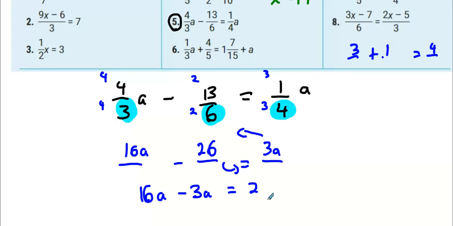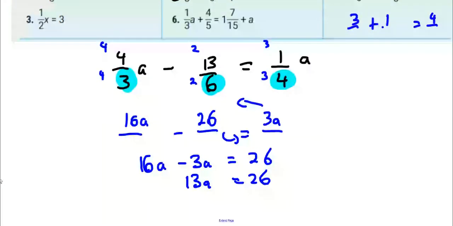How are you getting 13a? They're different objects though. As in, you can't take 3 apples away from 16 laptops. They're different objects, so you can't interact with them. Oh, sorry, I haven't done that yet. Sorry, I'm about to do that now. 16a minus 3a is 13a. Yeah, sorry, that's the next line. Oh, no, never mind. I thought I misinterpreted you. So 13 multiplied by a is 26. How do you figure out what a is?